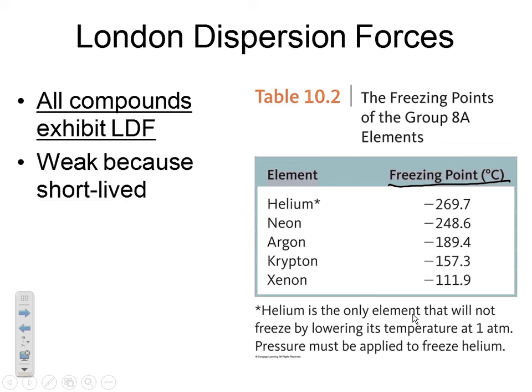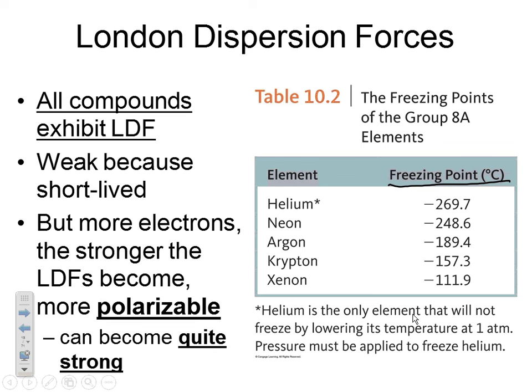Of the types of IMFs that do not involve a charged particle, this is generally speaking considered the weakest because it's very short-lived. This is an instantaneous dipole. It sets off an induced dipole. That dipole will not stick around forever. It's not a permanent dipole. The electrons will eventually start to arrange themselves back into a more symmetrical shape. So it's very, very short.